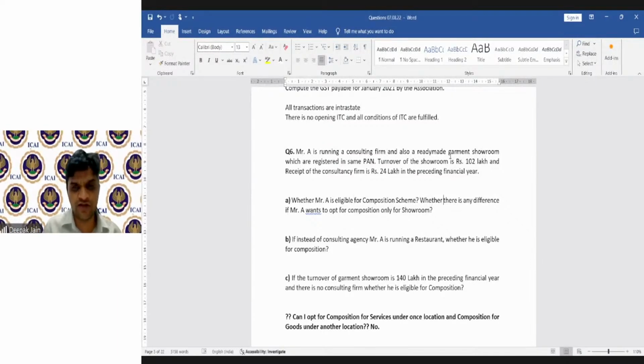The same question has two parts. First, let's answer this, whether he is eligible for composition scheme.